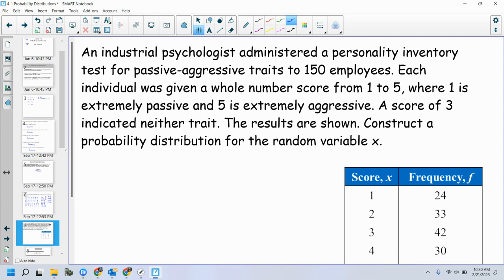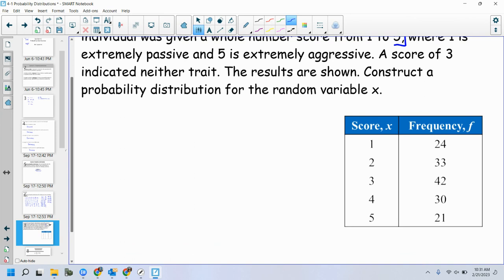An industrial psychologist administered a personality inventory test for passive-aggressive traits to 150 employees. Each individual was given a whole number score from 1 to 5. Now, what does this tell you? Just that phrase right there, that this is discrete. So that means this data is discrete. There's not a possibility of 1.5 or 2.5 or anything in between 1 and 2. Where 1 is extremely passive and 5 is extremely aggressive. A score of 3 indicated neither trait. The results are shown in the table. Construct a probability distribution for the random variable x.